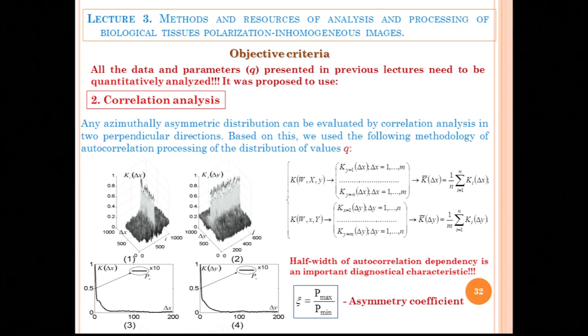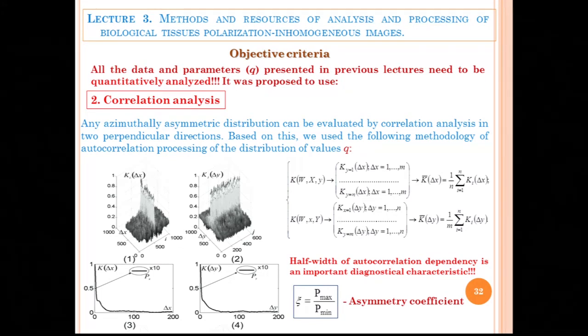any azimuthally asymmetric distribution can be evaluated by correlation analysis in two perpendicular directions, x and y. Based on this, we use the following methodology of autocorrelation processing for the distribution of values Q. Q can be a Stokes vector element, a Mueller matrix element, and so on. Your signal here. Here we have these different correlation functions with different half widths. Here you can see, yes?